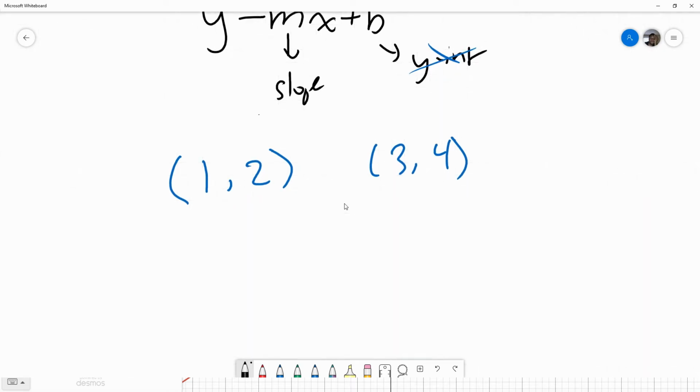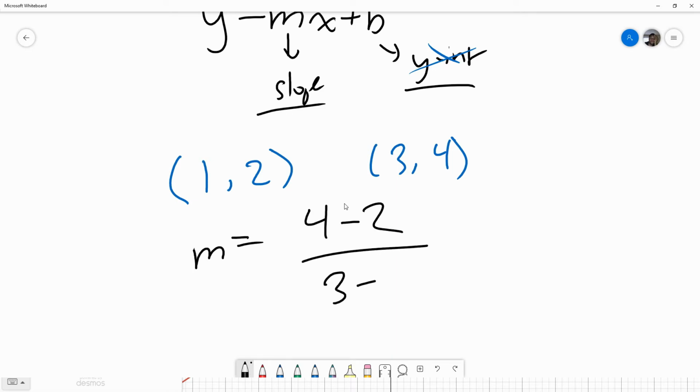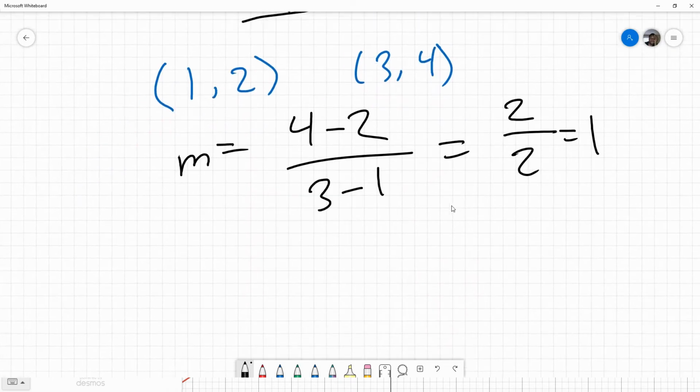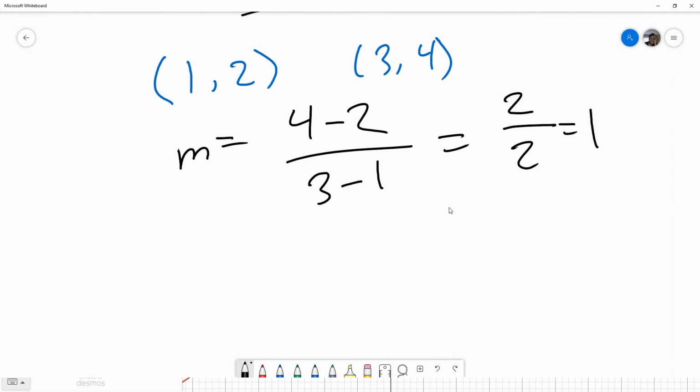We know that we need both our slope and our y-intercept. Slope we can find, so let's find that. My slope will just be my y subtracted and my x subtracted. Awesome. So I have a slope of 1. Knowing that, I can start to fill out my equation. Y equals 1x plus b.